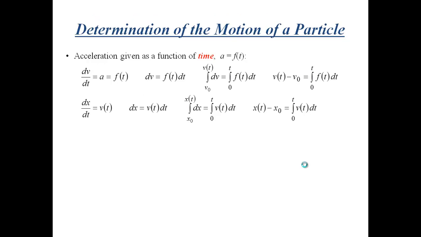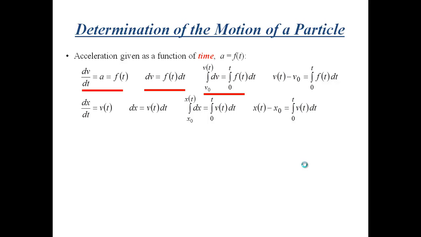The first one is acceleration given as a function of time, a is equal to f of t. So the first term, dv by dt is equal to a is equal to f of t. So that is the second term, we are rearranging it, dv is equal to f of t dt. So now we have given acceleration as a function of time. So this equation defines v in terms of t. The next one is we are integrating on both sides with initial and final values.